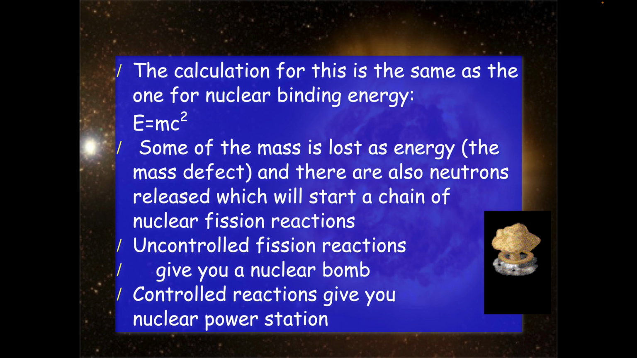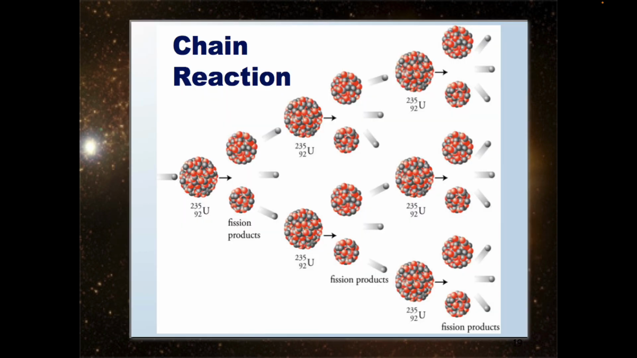So uncontrolled nuclear fission reactions can give you a nuclear bomb. If you get a bunch of fissile material all being bombarded by neutrons at the same time, then you get a chain reaction which causes a big kaboom, an earth-shattering kaboom. But you can also control those reactions, and that gives you nuclear power stations.